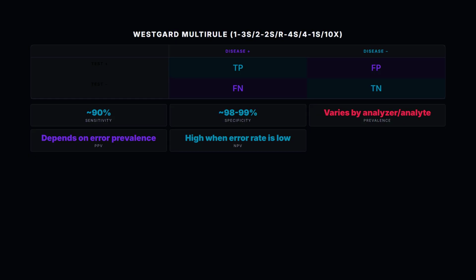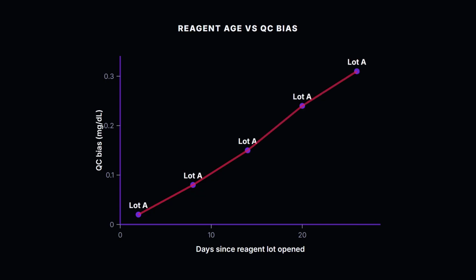If your Fishbone points toward the reagent lot as the likely culprit, don't just assert it, plot it. Chart QC bias magnitude against days since the reagent bottle was opened across several lots, and a rising trend line is objective evidence of reagent degradation, not a hunch. This single chart can be the decisive piece of evidence your CAPA record needs.